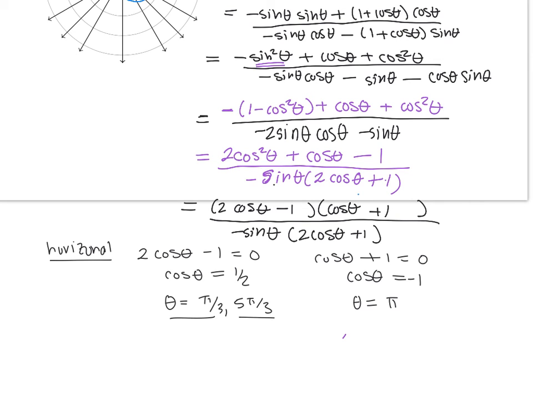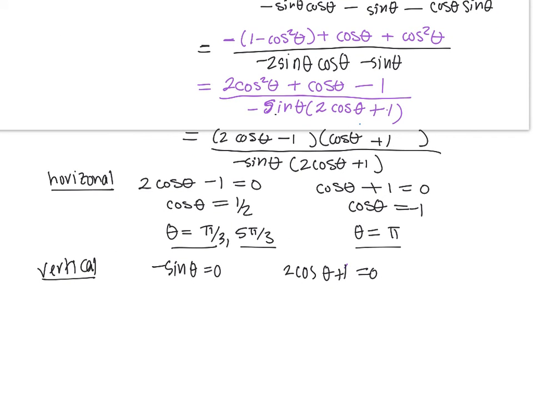Will be vertical if either negative sine theta is 0 or 2 cosine theta plus 1 is 0. And so sine of theta is 0 at theta equal to 0, pi, and 2 pi. And this is the same thing as saying cosine theta is negative a half. That occurs for theta equal to 2 pi thirds and 4 pi thirds.